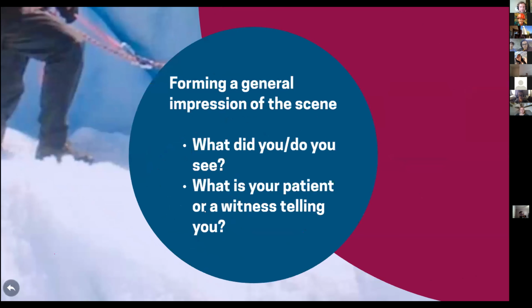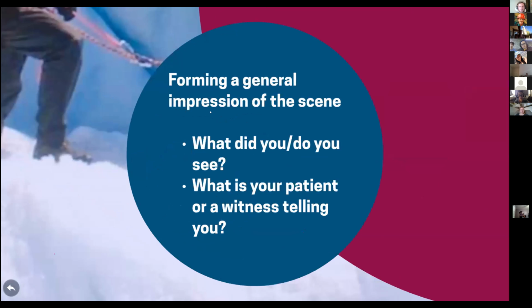And then 2 is what happened to you. So here we're forming a general impression of the scene. So what did you see happen to your patient? For example, did you see an individual on their mountain bike run into a tree and get injured? Or what do you see? Maybe you didn't see the actual accident occur, but now you currently see an individual that's laying next to their mountain bike and it looks like they hit a tree.